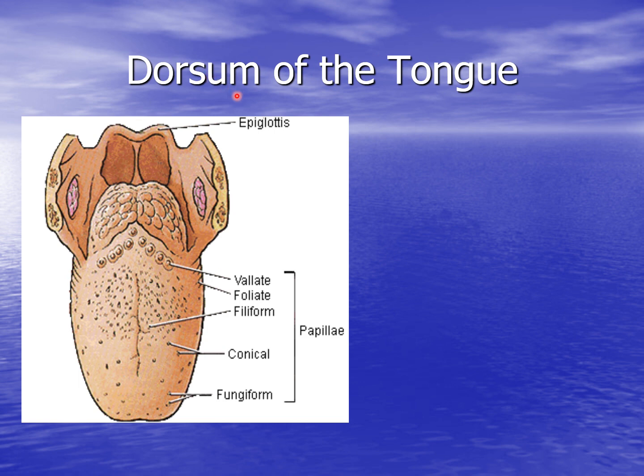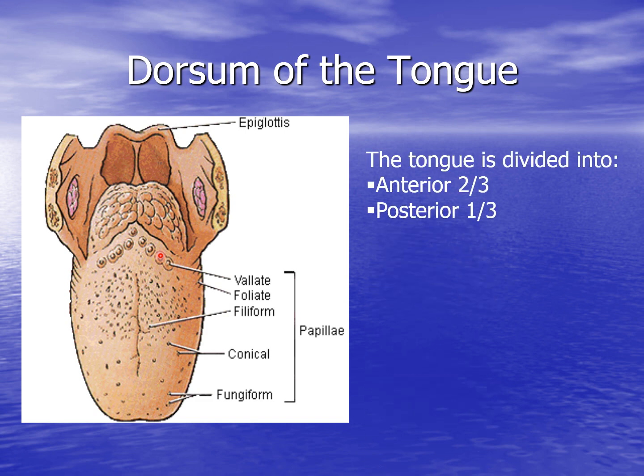The dorsum of the tongue. If you look at the dorsal surface of the tongue, you will find that it is divided into two parts: the anterior big part, which is called the anterior 2/3, and the posterior small part, which is called the posterior 1/3. They are divided from each other by an inverted V-shaped groove, which is called the sulcus terminalis.